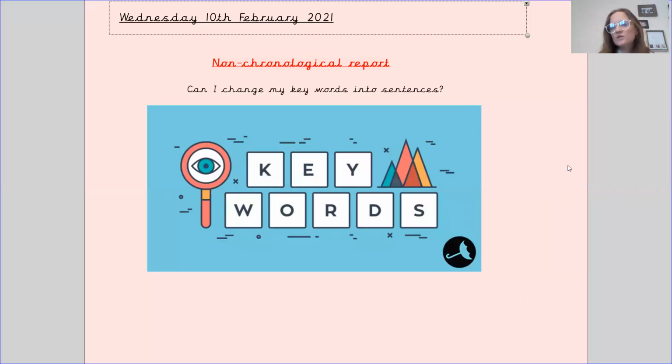In the previous lesson, we were boxing up our ideas and key phrases that we would be looking at when we were writing our final non-chronological report. And in today's lesson, we're going to be focusing on changing those keywords and phrases into sentences. So we're going to spend a bit of time looking at structuring a sentence correctly and making sure it is including everything that's needed to make it an interesting sentence.